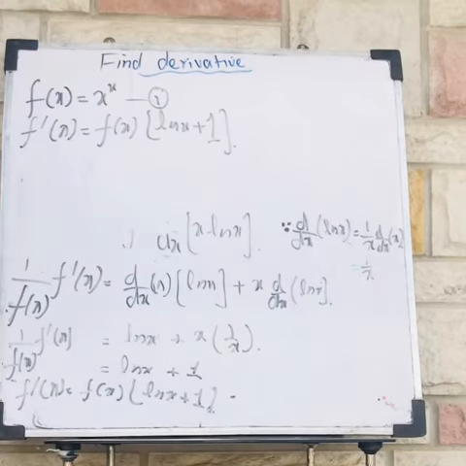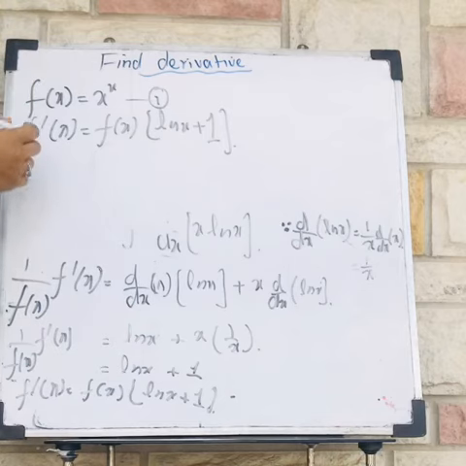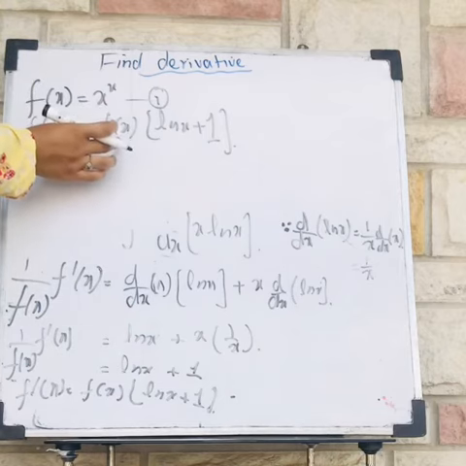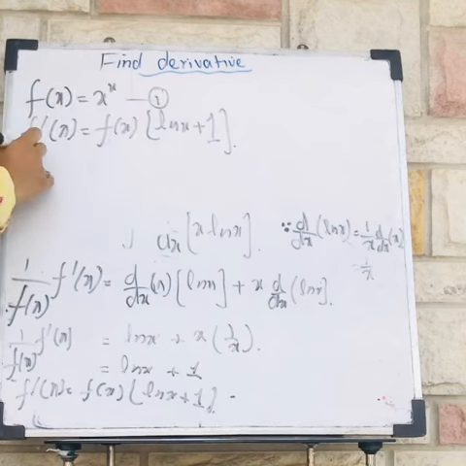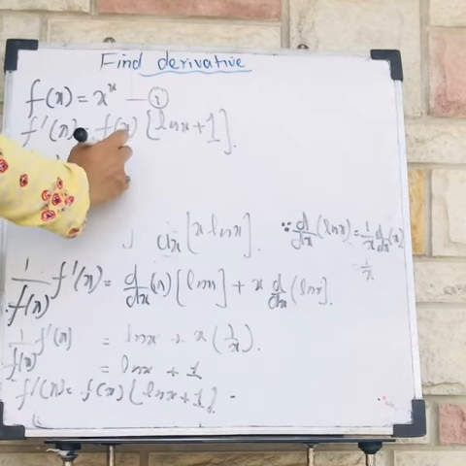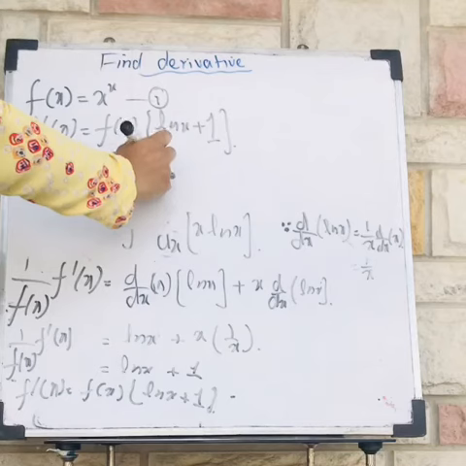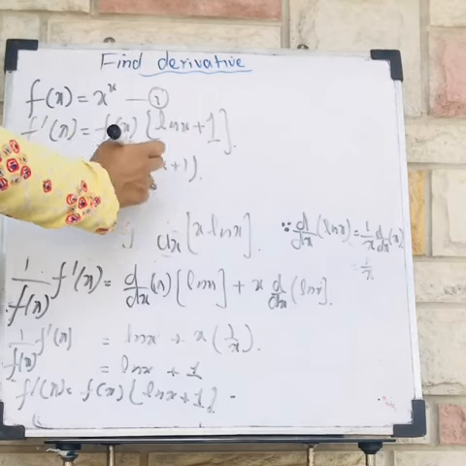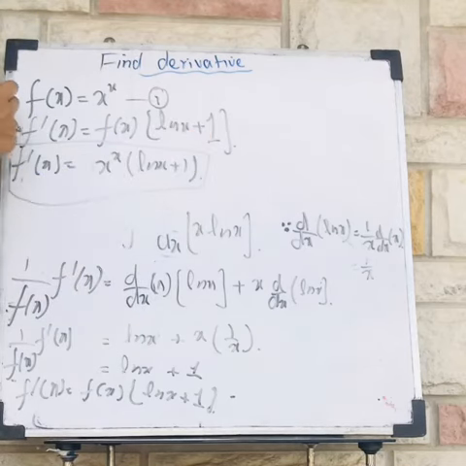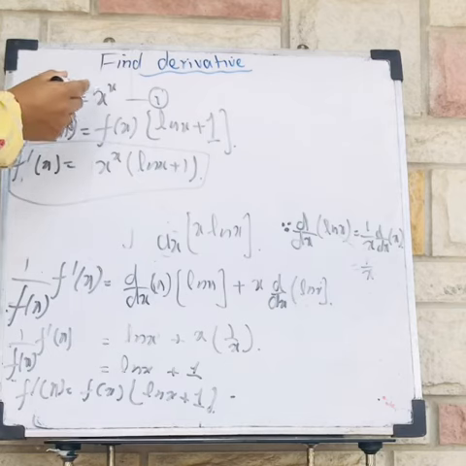If you see, I just shifted 1 over f(x) from the left side to the right side. Taking the derivative of the function, I get this form, but right now I can simplify it more. If I substitute the value of f(x) from equation 1, f'(x) is equal to x^x times (ln x plus 1). So this is the derivative of this function, x^x.